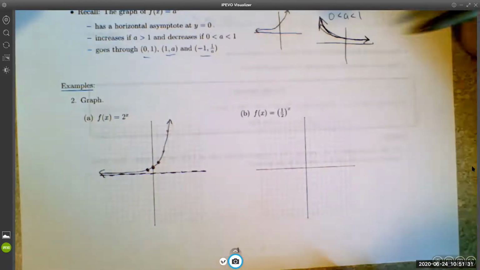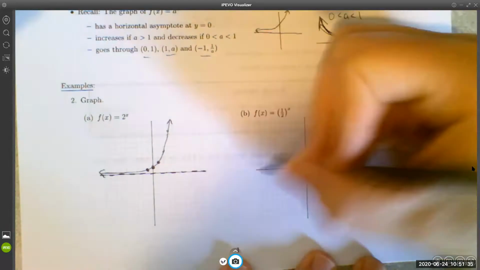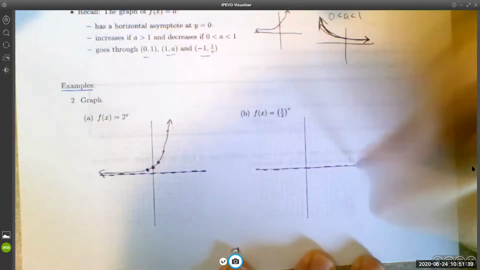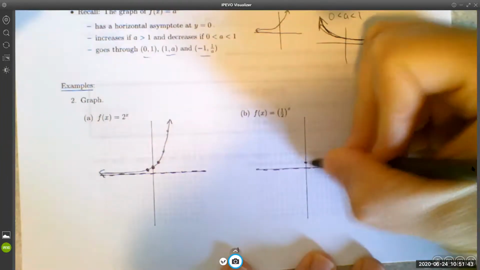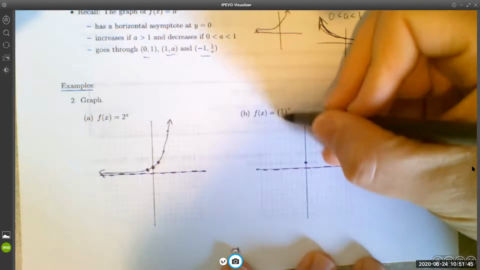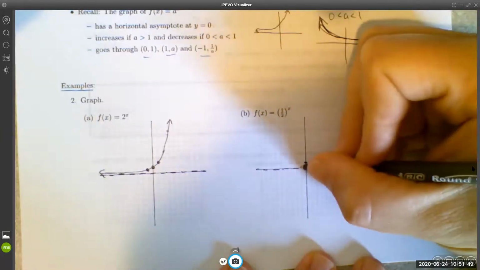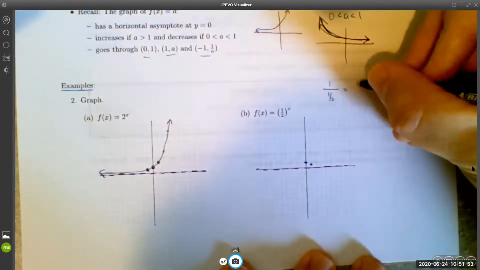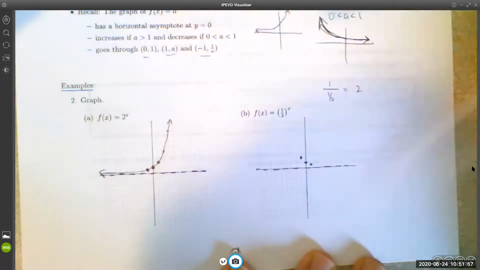Let's do f of x equals (1/2) to the x. Okay, same deal. This is still going to have a horizontal asymptote at 0. It's still going to go through the point (0, 1), (1, a), but a this time is 1/2, right? So it's going to go through (1, a), and then (-1, 1/a). Well, 1 over 1/2 is 2, right? So it's going to go through (-1, 2).